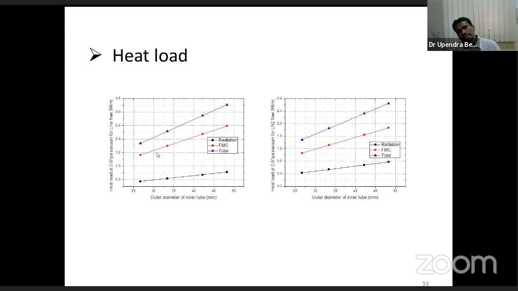And you can see that compared to liquid nitrogen flow, for liquid helium flow this heat load is a little more, because the temperature gradient from the ambient to the transfer line where the helium is going is more compared to when LN2 is present.